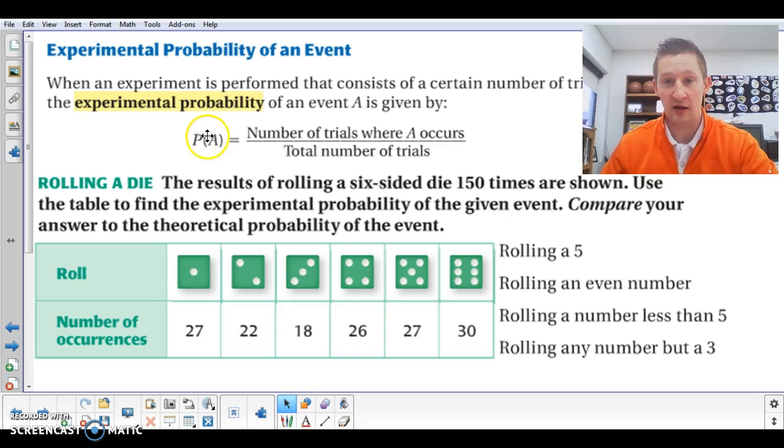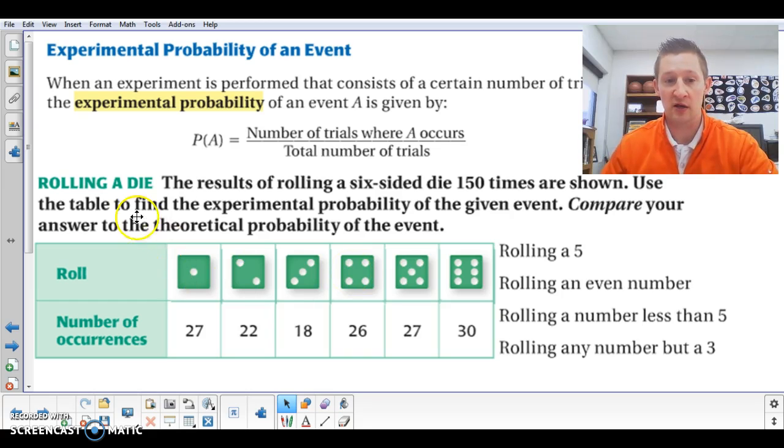Okay, so when an experiment is performed that consists of a certain number of trials, the experimental probability of an event A is given by the number of trials where A, that event, occurs, think of it as success, compared to the total number of trials. So it's the same definition of probability. It's just that we're actually going to do an experiment and use that instead of just assuming, well, 1 out of every 2 coin flips is heads, or 1 out of every 6 rolls of a die is going to be a 2. We're actually going to look at what happens if we do the experiment.